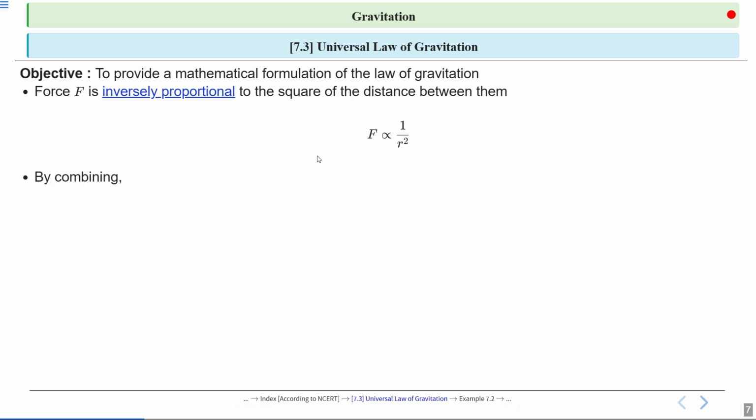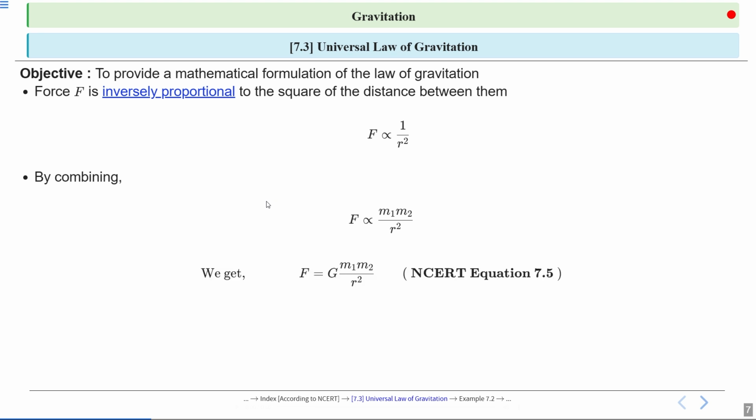So, we combine this relationship with another important factor: the masses of the objects involved. The gravitational force is not only dependent on the distance but also on the masses of the two objects. So F is directly proportional to m1 m2 and inversely proportional to r square. By combining these ideas, we arrive at the expression that the force is proportional to the product of masses divided by the square of the distance between them.